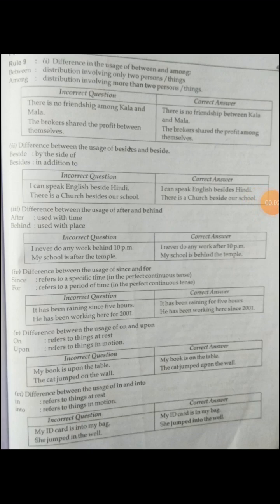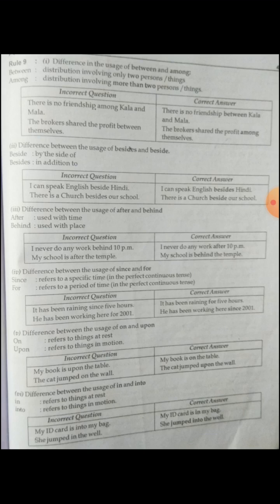Next, rule number 9. Difference in the usage of between and among. Where do we use between, and where do we use among? Between is used for distribution involving only two persons or things. If it is two persons or two things, we have to use between. For more than two persons or things, we have to use among.